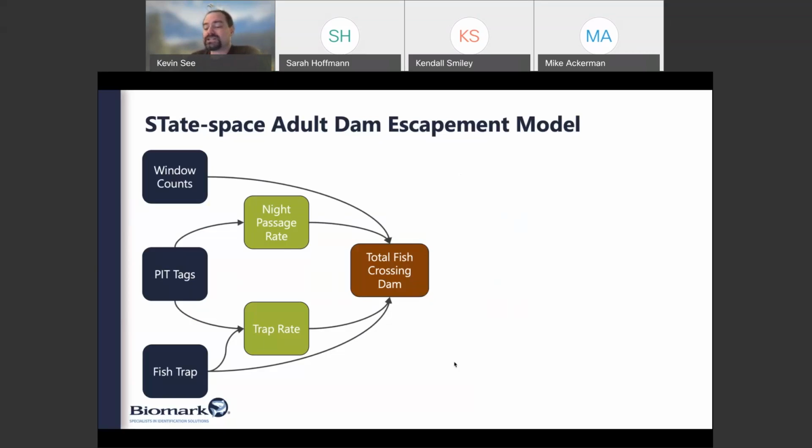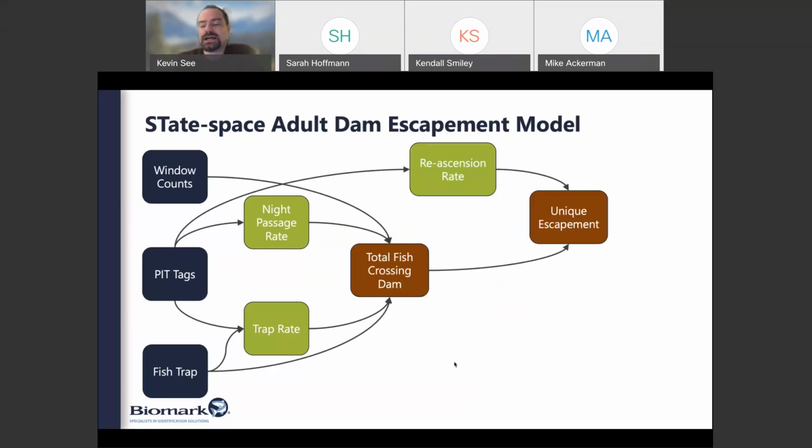Now, the total fish crossing the dam is not the end result. There are fish who cross the dam, fall back over it, and climb up that fish ladder again. Those fish are potentially double counted at the window, so they're inflating the count. They also have the chance to be caught more than once in the fish trap. Again, using PIT tags, you can get an estimate of that reascension rate, and take the total fish crossing the dam and discount that by the reascension rate to get an estimate of the unique number of fish crossing the dam, the unique escapement.